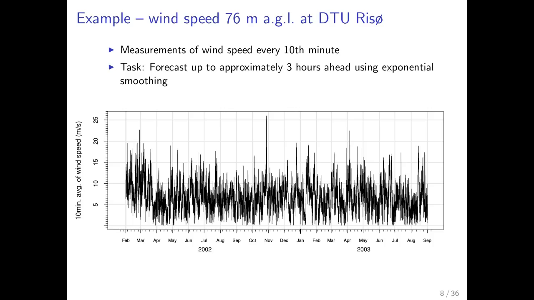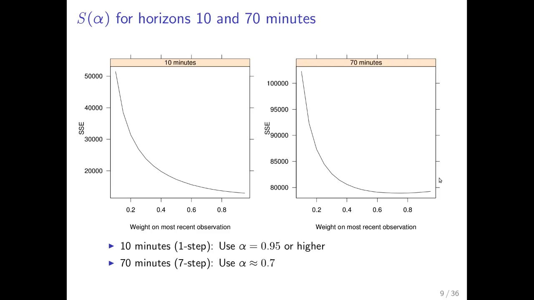So an example of that: we have measured the wind speed 76 meters above ground level at the Risø campus, and we measure every 10 minutes, which means we do not expect the wind to change much from one sample to the next. But what we are asked to do is to predict 3 hours ahead using exponential smoothing. So here is data for about a year and a half, and you can see it looks quite volatile when you plot the whole thing all together.